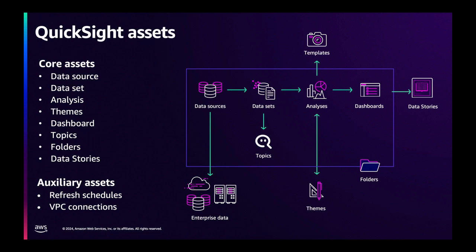And then when I said two categories, core assets are what is on the right, but then we also have auxiliary assets. We call them auxiliary because they are actually attached to these core assets. So refresh schedules are something used for ingestion, right? Data ingestion into SPICE, which is our in-memory data engine. So you can create schedules, and based on those schedules, the data gets refreshed. And then VPC connections are the connections to your data source, your enterprise data.